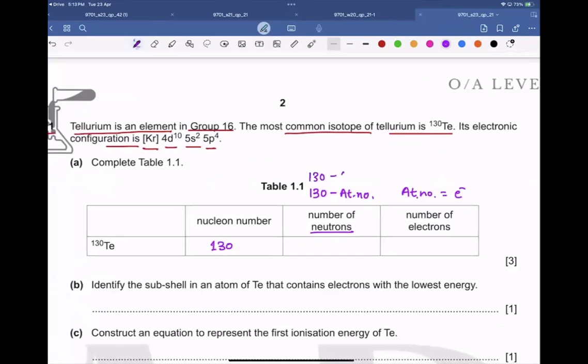130 minus 52 will give me the number of neutrons, and 52 is the atomic number. So it means the number of electrons is also going to be 52. So I'm going to write 52 over here. So if I subtract it, it's 8 and it becomes 12. 12 minus 5 means 7. So it is going to be 78. Is this clear to all of you?